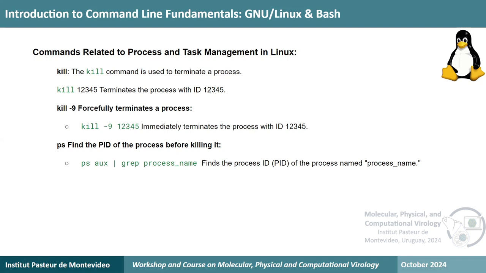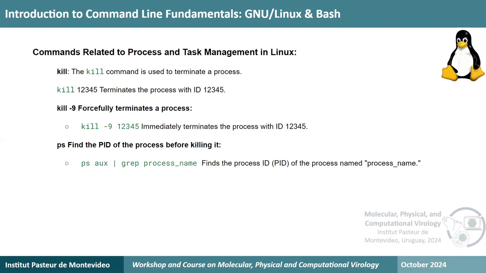So the process is given time to clean up and save data before exiting, which is ideal for non-critical termination. But if a process won't respond to the TERM signal, you can use kill -9 and the process ID, which sends the KILL signal to forcefully stop it. This command immediately terminates the process without giving it a chance to save or clean up. This is useful for unresponsive or stuck processes, but should be used as a last resort.